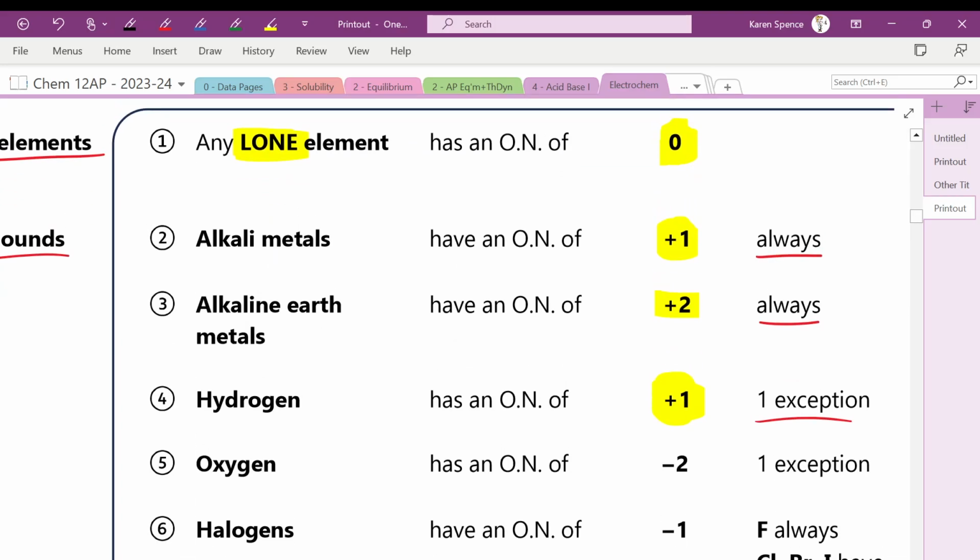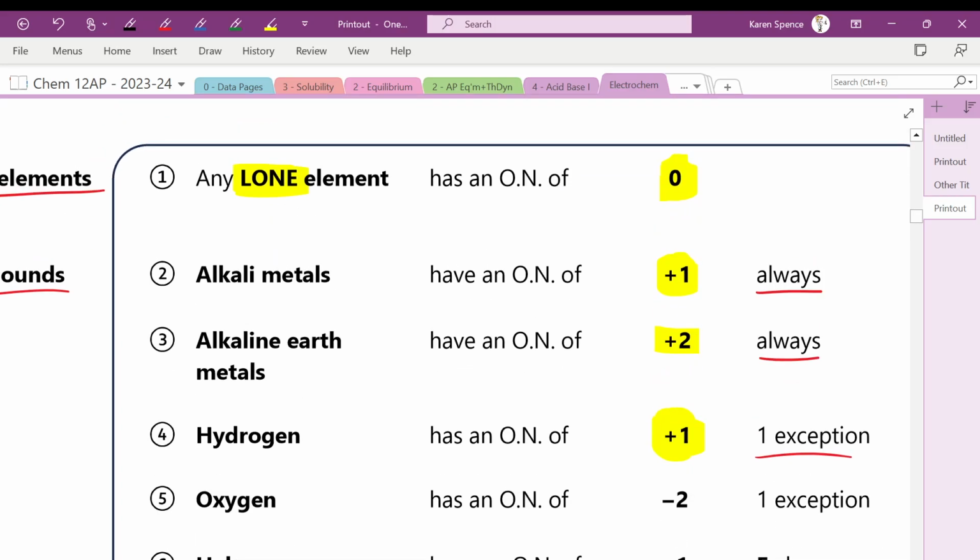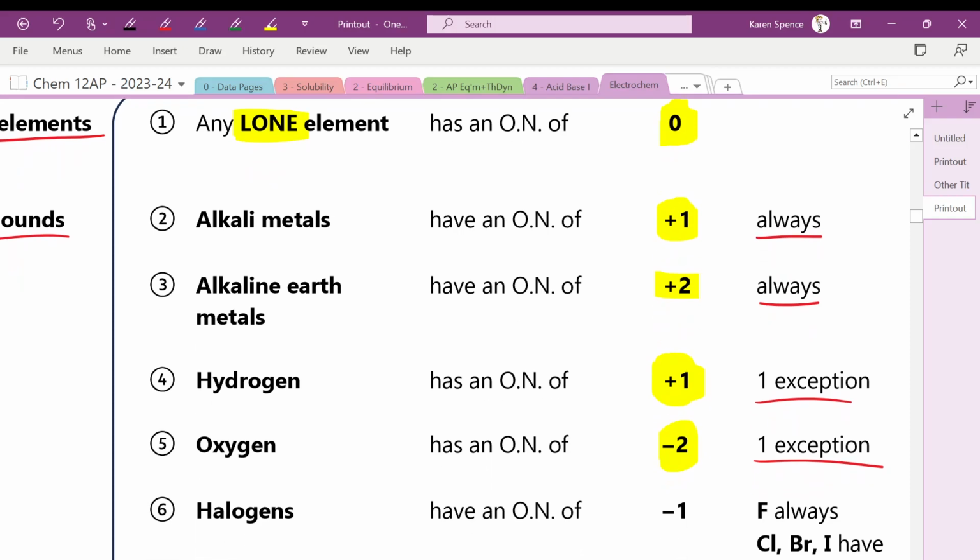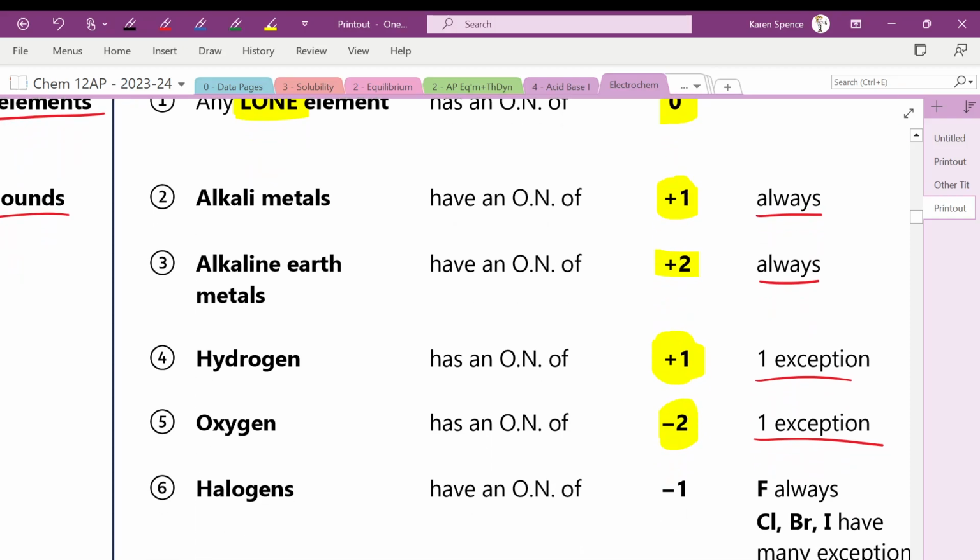All right. Okay. Oxygen. Oxygen has an oxidation number of -2. And again, there is one exception. Halogens have an oxidation number of -1. Now, fluorine is always. Fluorine doesn't have an option. Why doesn't fluorine have an option?